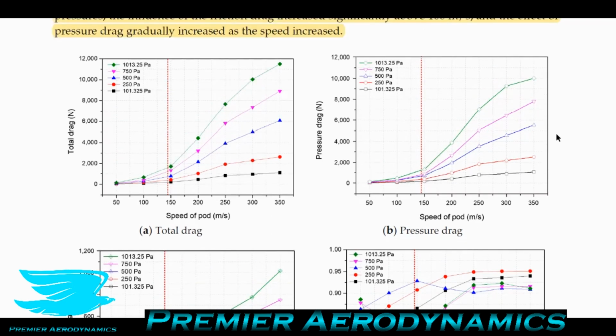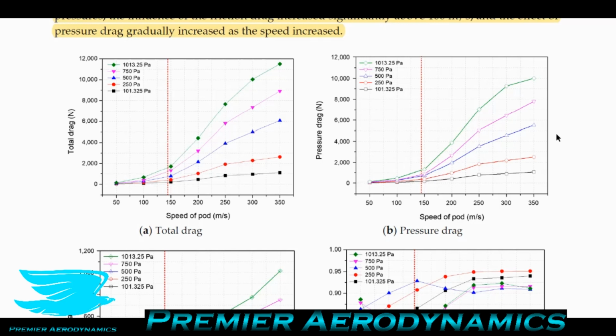Interestingly, though, when you get to very high speeds, so 350 meters per second, at that speed, with a pressure of 100 pascals inside the Hyperloop system, the total drag is only 1,000 newtons. However, when you increase it to 1,000 pascals inside the Hyperloop system, so 10 times the amount, the pressure drag is now closer to 12,000 newtons. So more than 10 times the amount, it seems. So from what I can tell, it doesn't seem to be a linear increase.